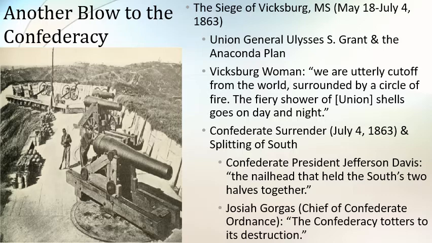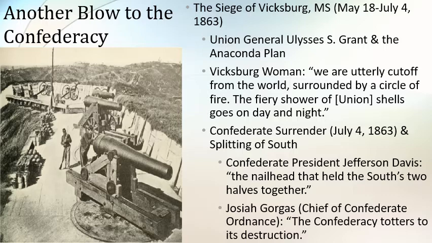What he meant by this was that with this victory at Vicksburg, the Union now controlled the Mississippi River and the town of Vicksburg. Vicksburg was significant, and this is where it gets to the idea of a nailhead bringing the South's two halves together. Vicksburg had separated Louisiana, Arkansas, and Texas from the rest of the Confederacy. So therefore, this really messed up the supply lines of the South by the Union, the United States, controlling Vicksburg.